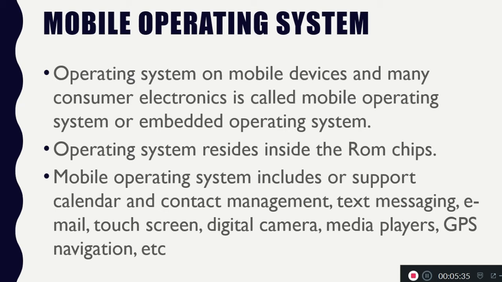An operating system on a mobile device and many consumer electronics is a mobile operating system or embedded operating system. An embedded operating system means it's a specialized operating system designed to perform a specific, particular kind of task, but it's not a computer operating system.